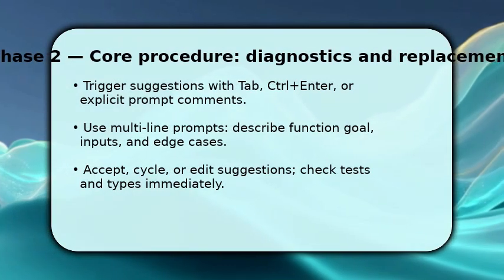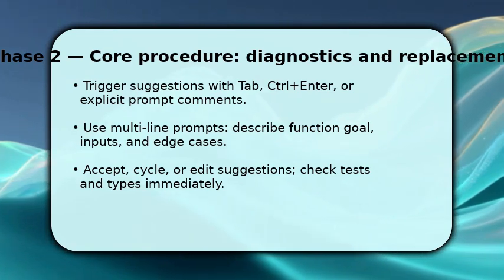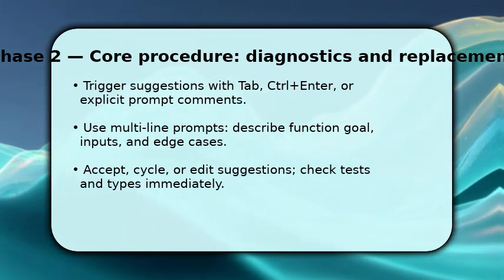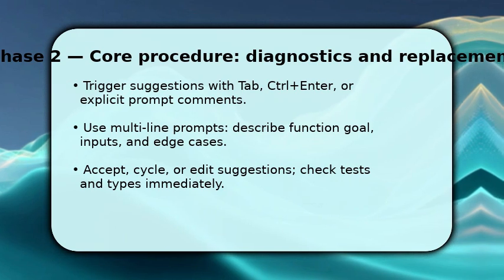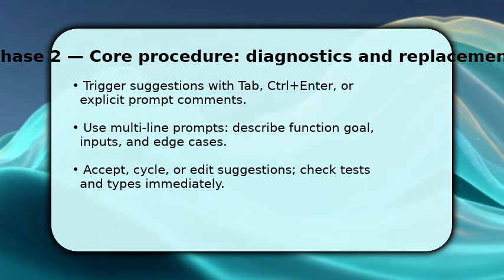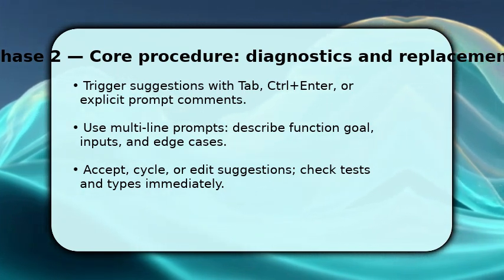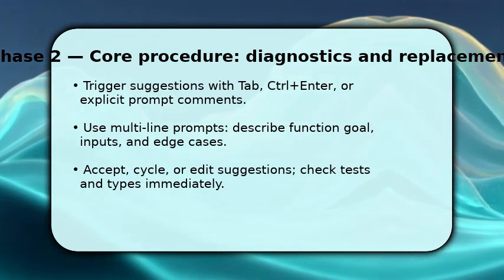You'll write a prompt or start coding. Copilot shows inline completions as you type. For larger changes, write a short comment describing intent, function name, parameters, and edge cases, then invoke suggestion. Use Tab to accept, Control+Enter to open the Copilot pane, or Alt+] and Alt+[ to cycle alternatives.